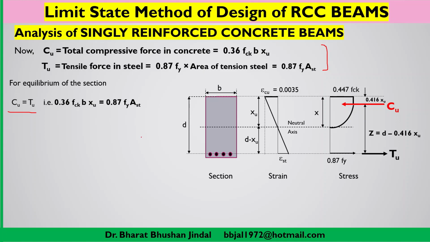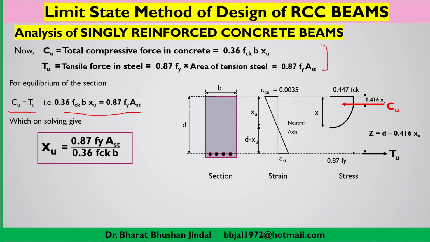so that your beam section should remain in equilibrium. So that's why from the earlier two formulas we can equate these two values: 0.36 fck b xu is equal to 0.87 fy into Ast. And when you solve this equation, you get a formula, and you can work out the value of xu. So what is xu? Xu is the depth of the neutral axis.